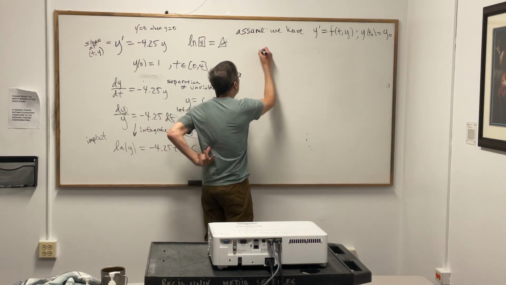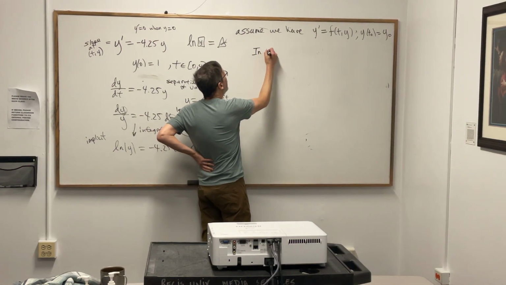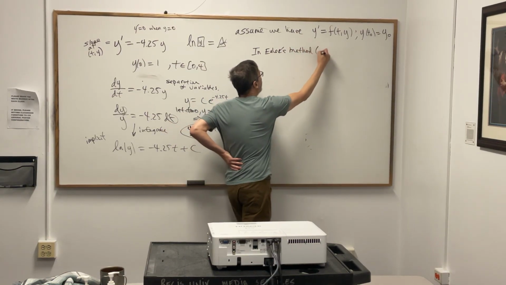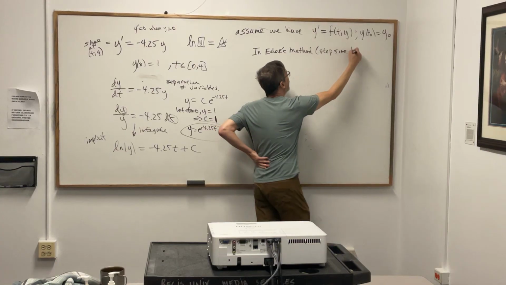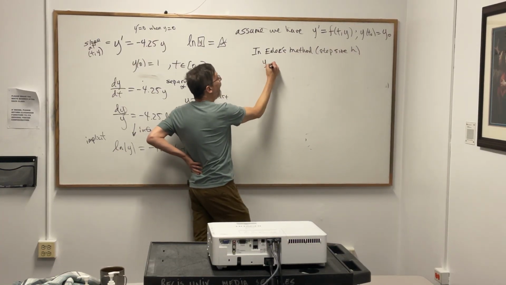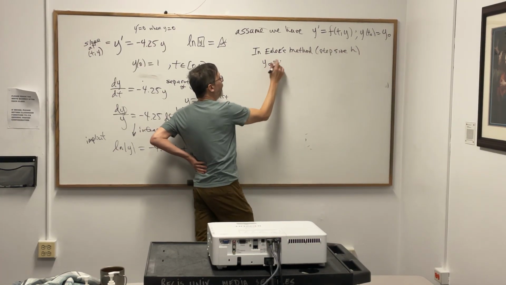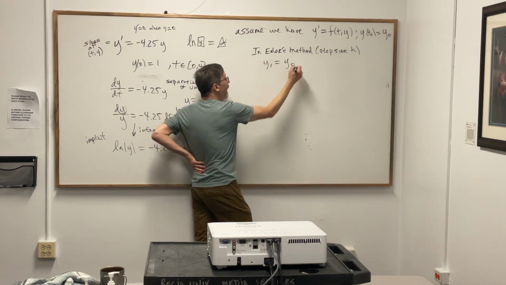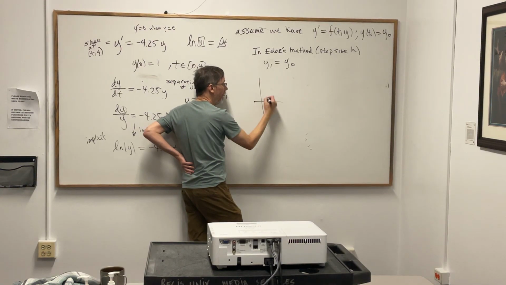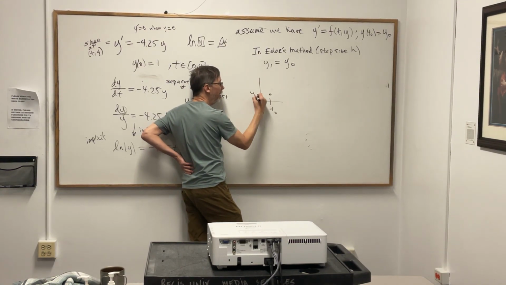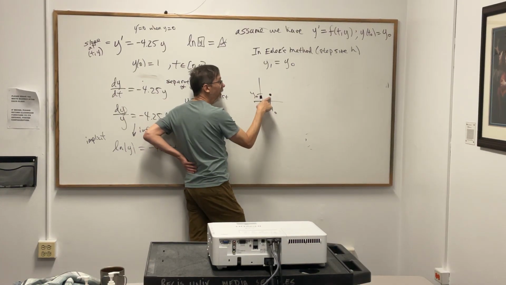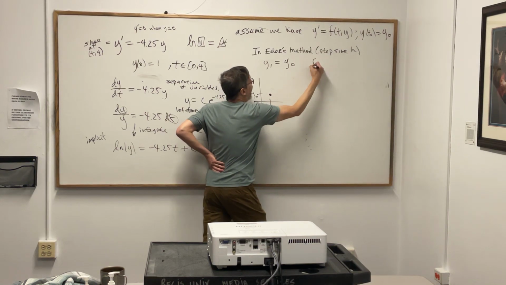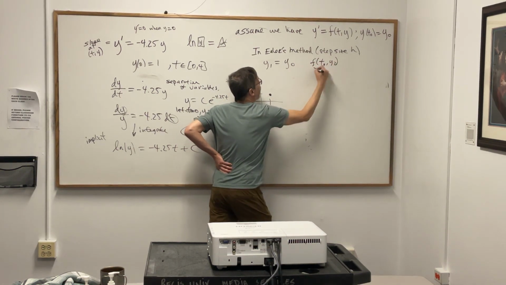So in Euler's method, with step size h, the y naught is that initial condition, but y1 is going to equal y naught plus something. If I'm right here, here's t naught, here's y naught, I'm going to find the slope here. How do I find the slope here? It's given by that formula. So f of t naught, y naught is our current slope.